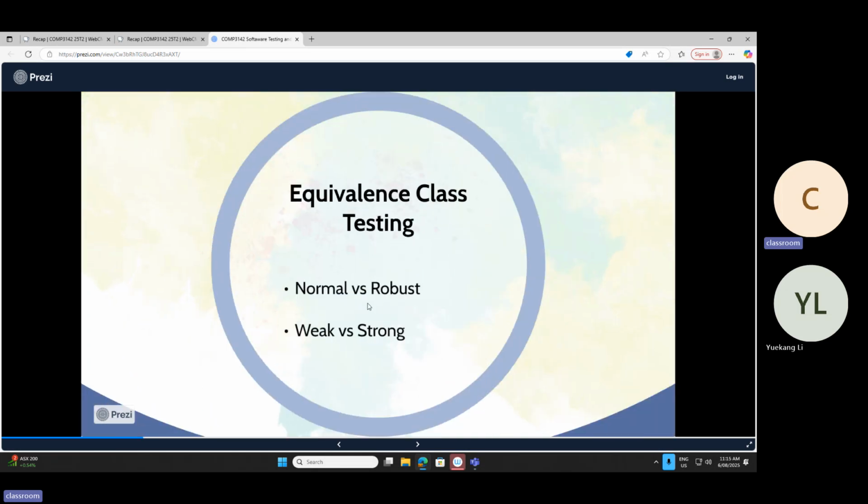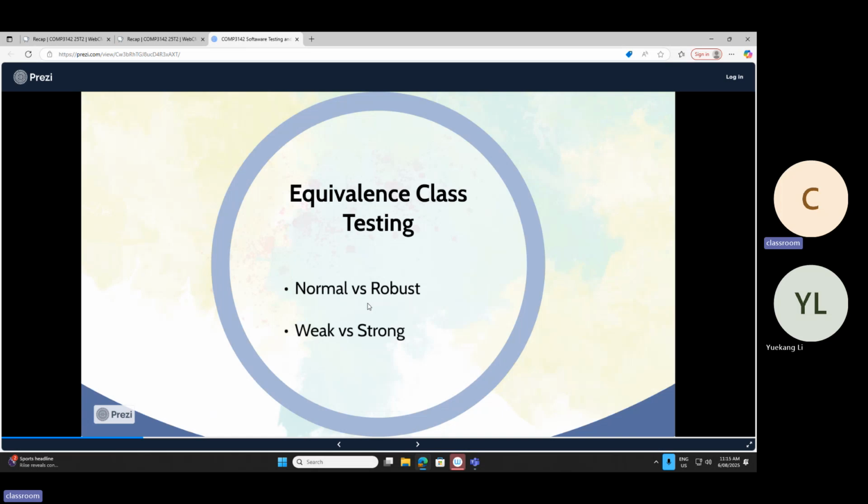And the second type of technique we learned is equivalence class testing. So this equivalence class testing is also about dividing the input space. And this time, instead of using the boundary values, we are using the equivalence classes of different inputs. And these equivalence classes are normally based on the characteristics of these inputs.